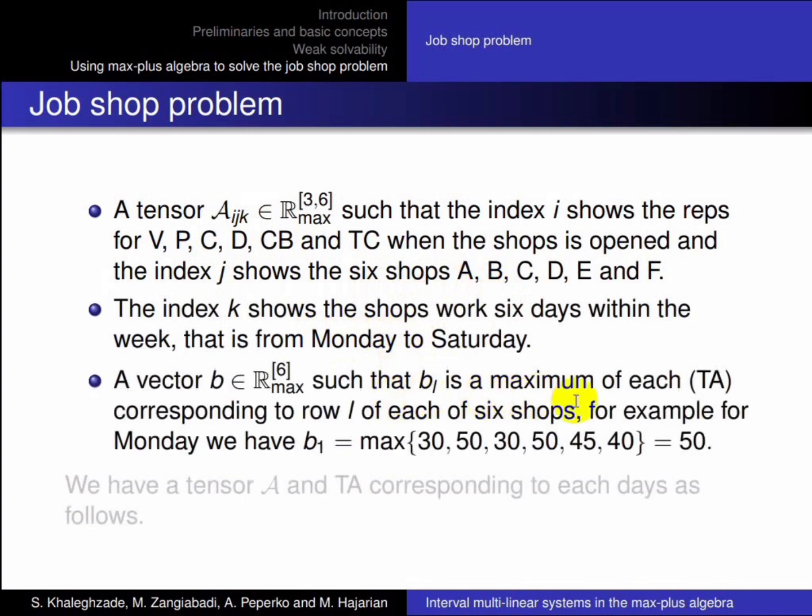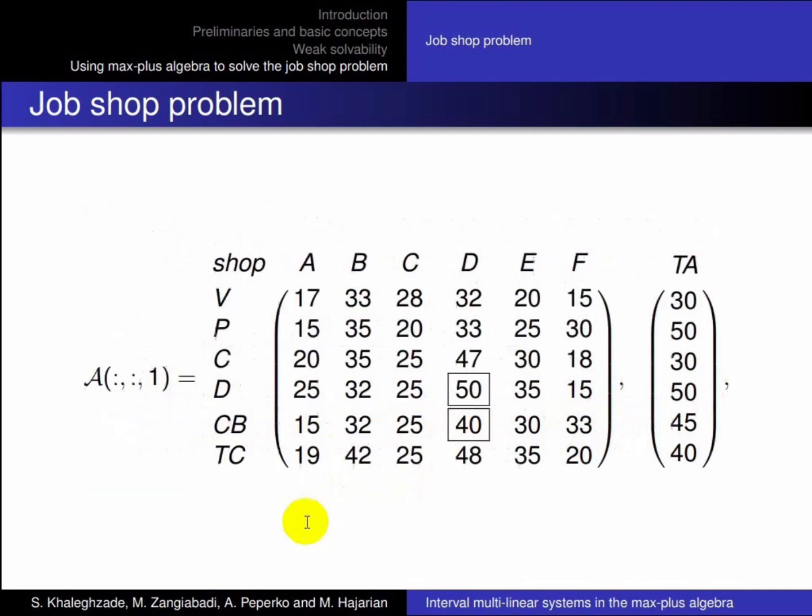Let B_L be the maximum of each entry corresponding to row L of each of the 6 shops. For example, for Monday we have B1 equals the maximum of these amounts, and so we have a tensor A and the time available corresponding to each day as follows.